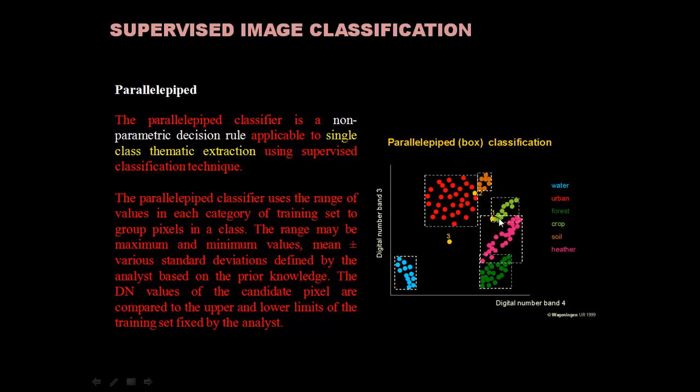So if these boxes are tapered at the edge, then the classes can be separated from each other and the classification accuracy can be gained. So these are the basic ideas about the parallelepiped classification system. These three algorithms are very useful for supervised classification.